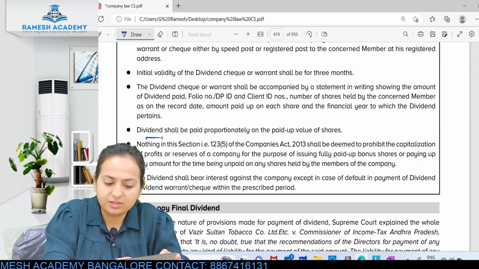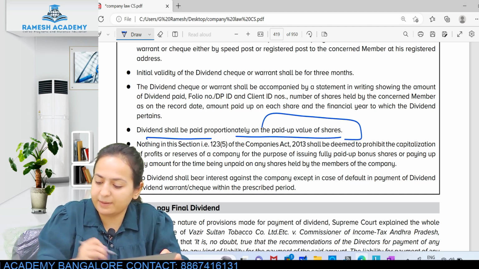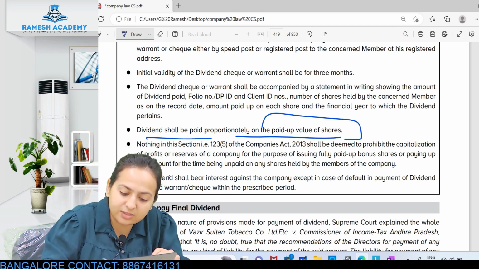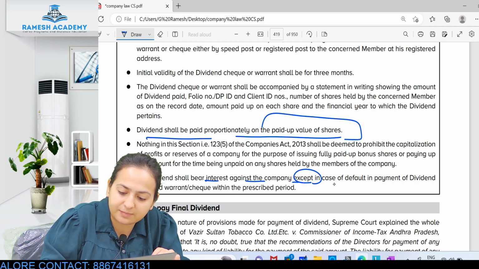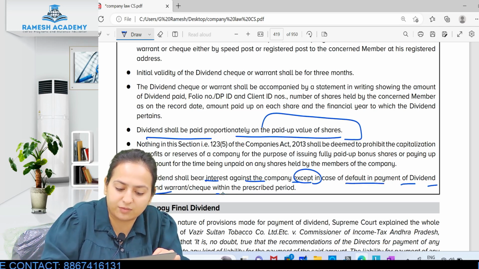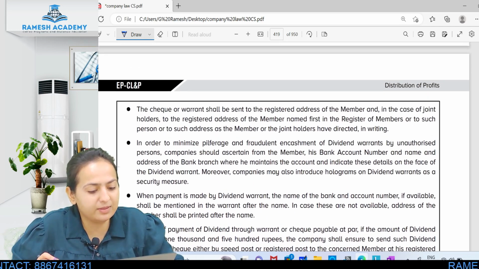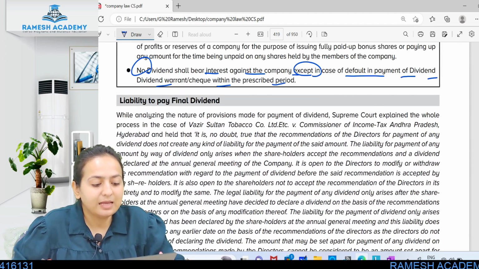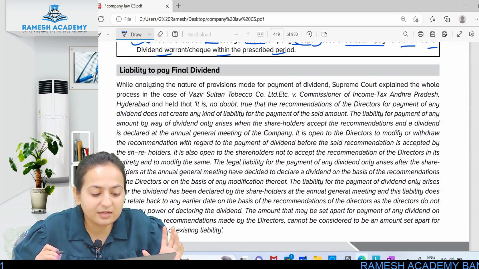So, dividend shall be paid proportionately on the paid up value of the shares. This is right. No dividend shall bear interest against the company except in case of default in the payment of the dividend. No liability will be there except when you have defaulted. Next is liability to pay the final dividend.